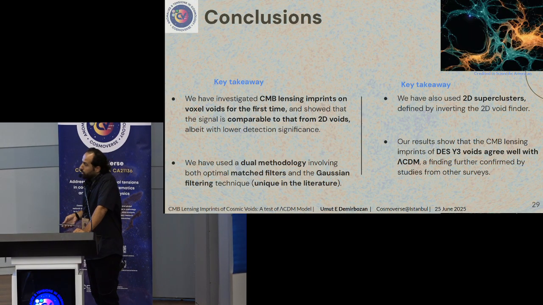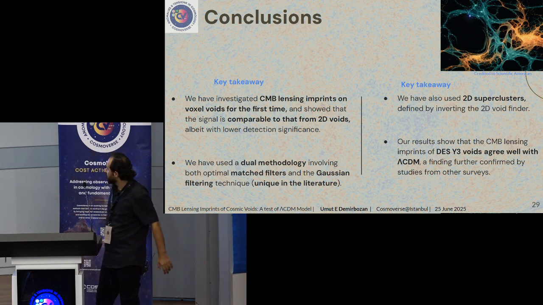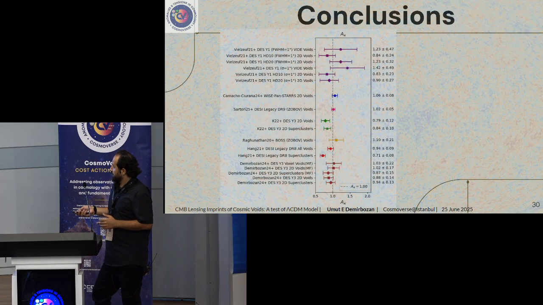So the key conclusion is that we have investigated CMB lensing imprints with Voxel, for the first time in the literature. We used 2 different techniques, match filter and Gaussian filtering, and we agree with lambda CDM very well.